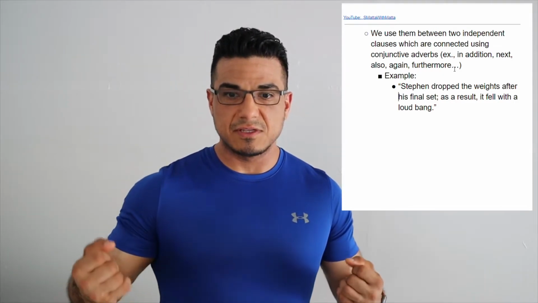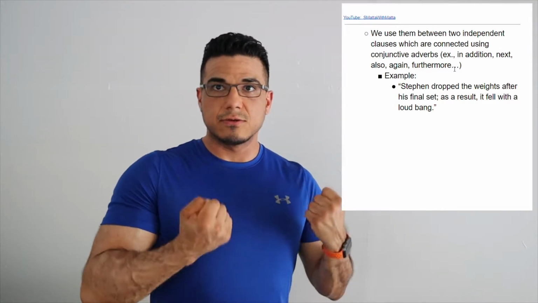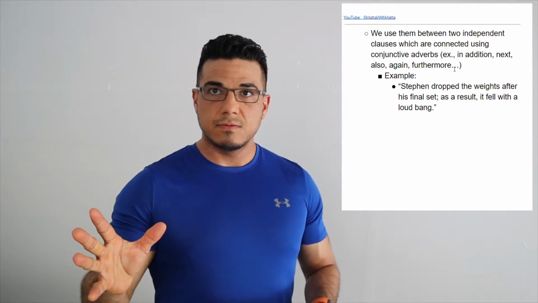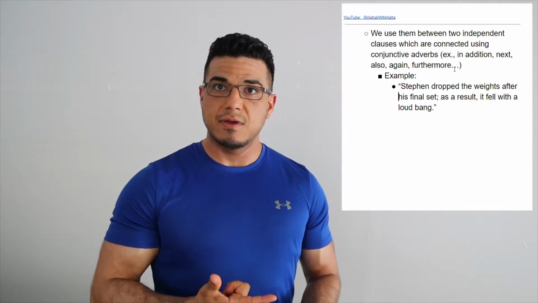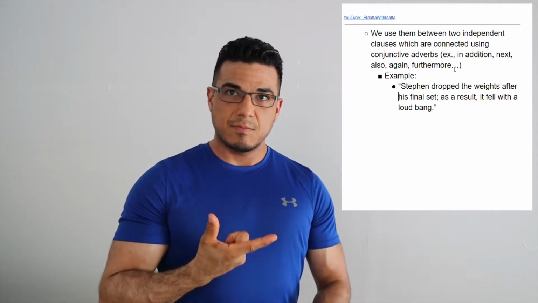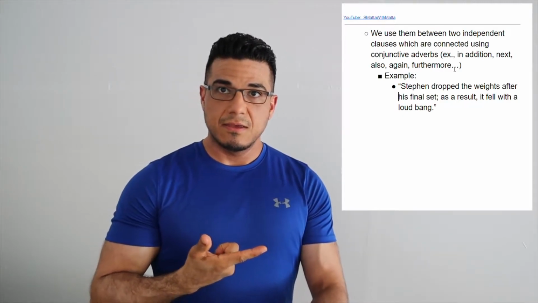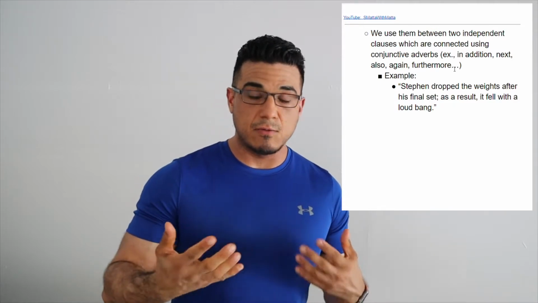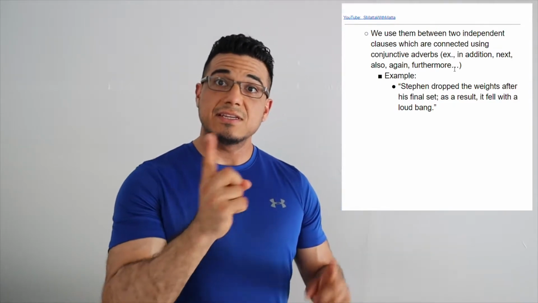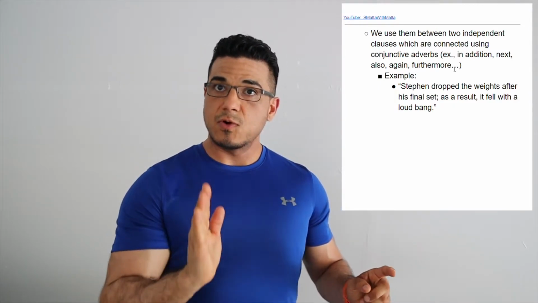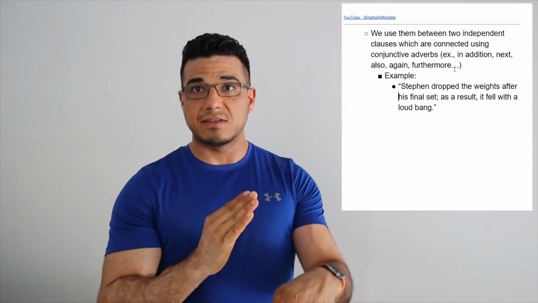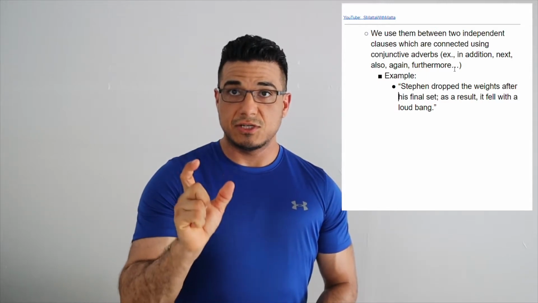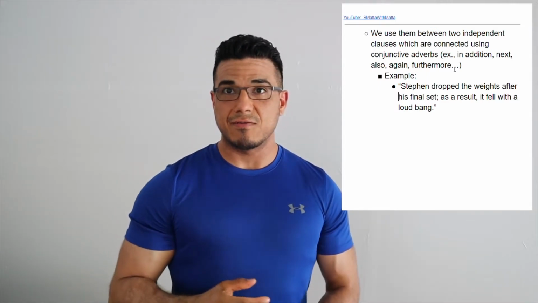The example I give is Stephen dropped the weights, right? So I'm in the weight room and I dropped the weights. As a result, would be the conjunctive adverb because it's linking by suggesting what comes next in that sentence. So as a result, it fell with a loud bang, right? So it continues that initial thought, broken up with the semicolon while still linked to that second clause, and continued forward with that conjunctive adverb.